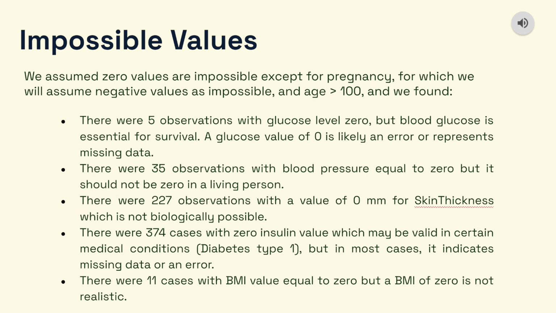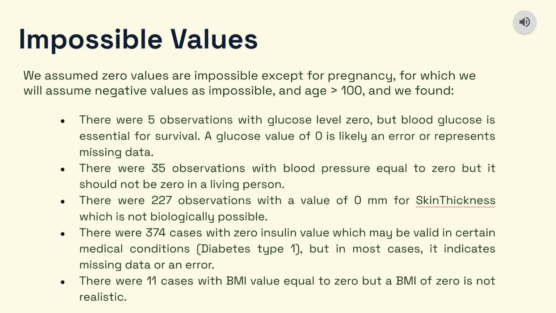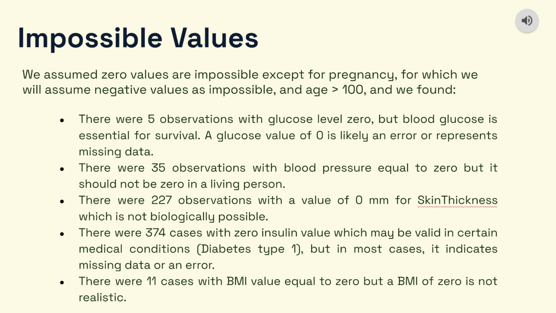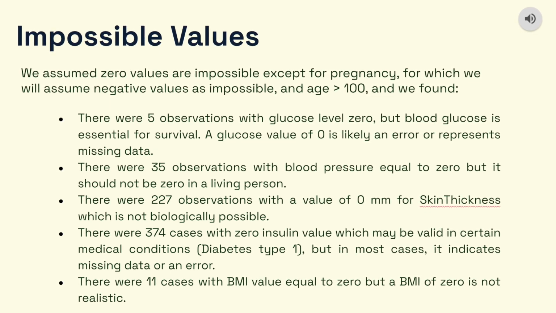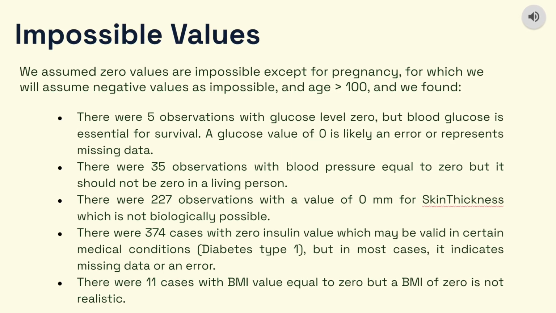Impossible values. We assumed 0 values are impossible, except for instances of pregnancy, where we will assume negative values are impossible. So we made some observations. There were 5 observations with glucose level 0, but blood glucose is essential for survival. So any glucose value of 0 likely represents an error or missing data.